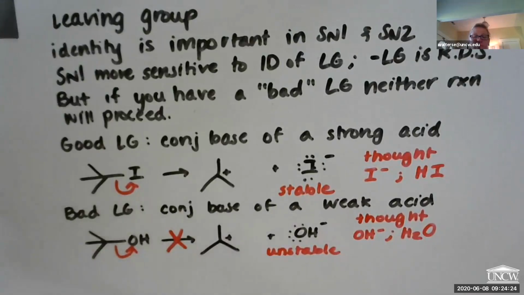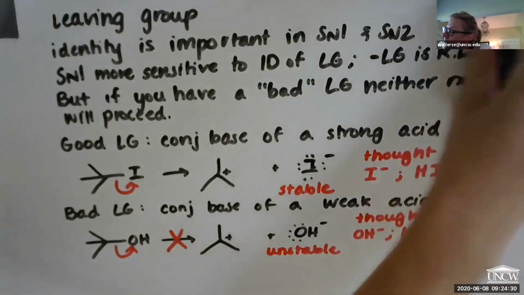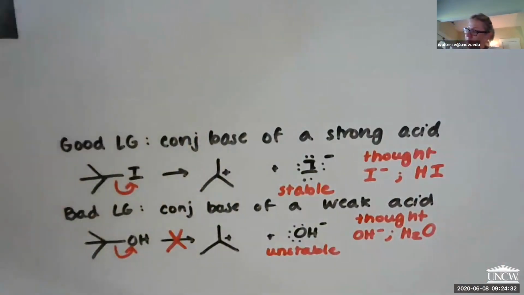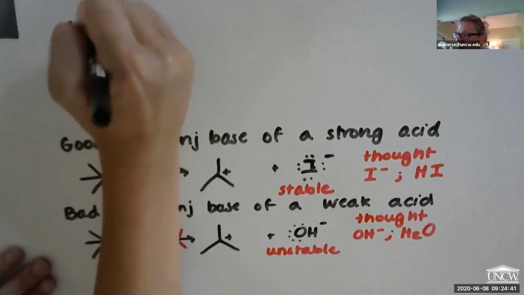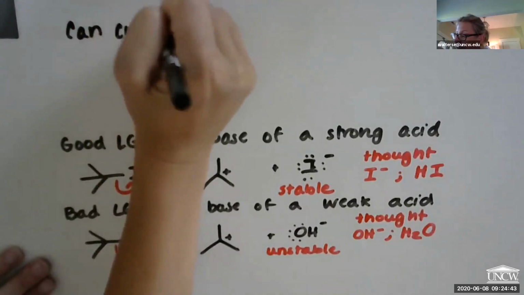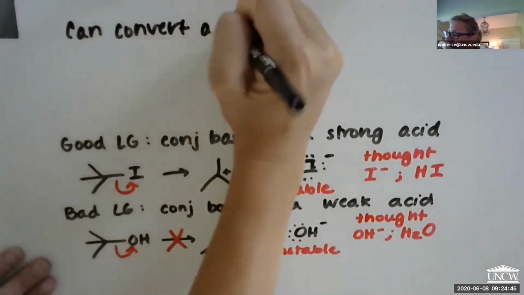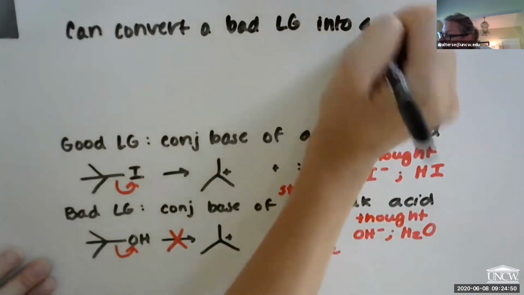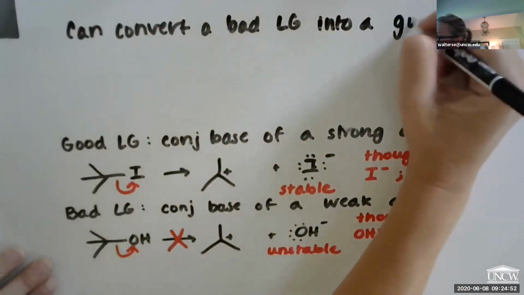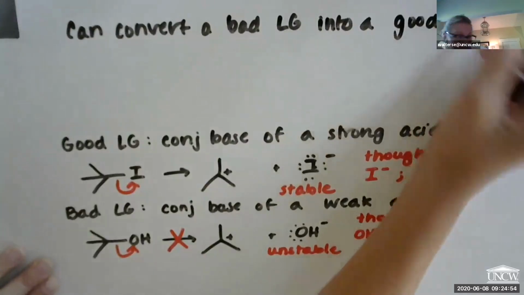Okay. I'm going to erase some of this stuff at the top. Okay. But you're not stuck. So there are ways you can convert a bad leaving group into a good leaving group.